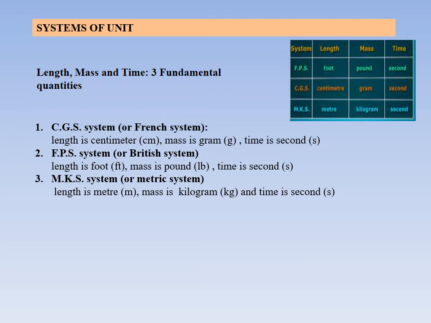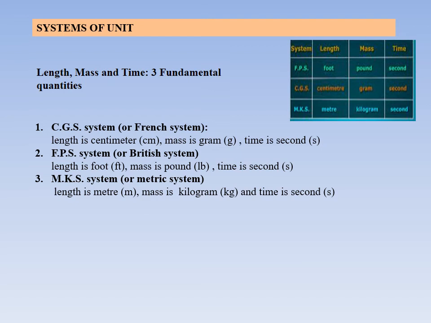The second one is FPS system or the British system. In this system, the unit of length is foot, which is ft, of mass is pound, denoted by lb, and of time is second, which is denoted by s. MKS system or the metric system. In this system, the unit of length is meter, which is denoted by m, of mass is kilogram, which is denoted by kg, and time is second, which is denoted by s. The above mentioned systems are now no longer in use and are only of historical importance.